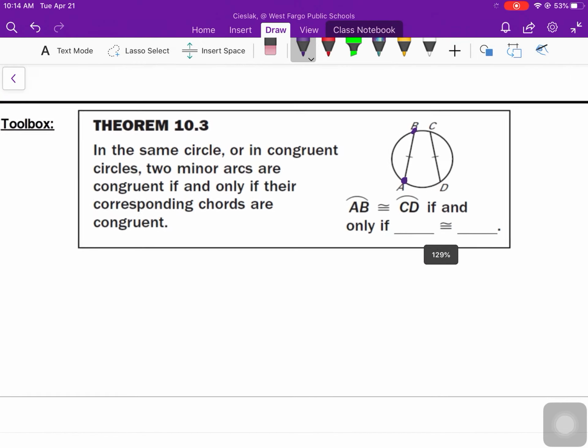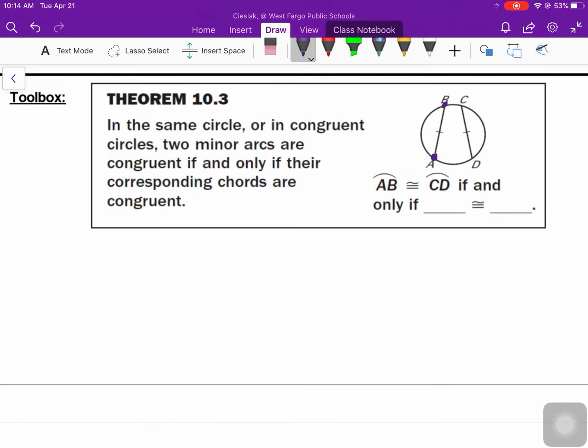Okay, so our first theorem, it's going to be a pretty short day. There's just a couple of pretty basic theorems that we need to learn how to apply. It says in the same circle or in two congruent circles, two minor arcs are congruent if and only if their corresponding chords are congruent.